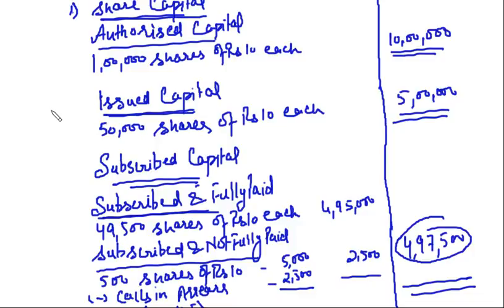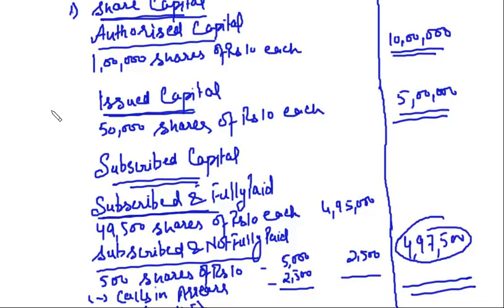Then what we say, issued capital. Issued capital is the capital that the company wants to raise through issue of shares. Right now, company says out of the authorized 1 lakh shares, we want to issue only 50,000 shares. Like you asked your father, out of the 1,000 authorized money as pocket money, right? You ask your father to give you only 500 right now. Similarly, the company says we need only 5 lakh rupees. For that, we will issue 50,000 shares of rupees 10 each.